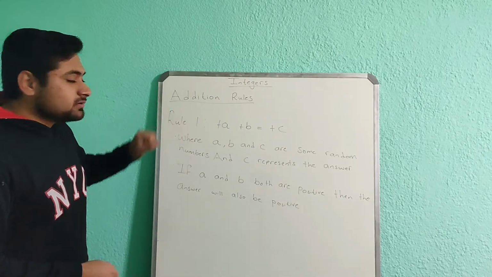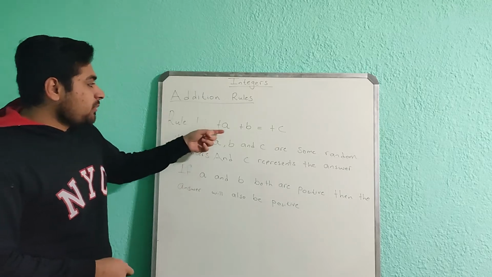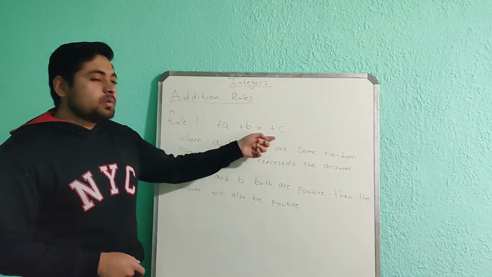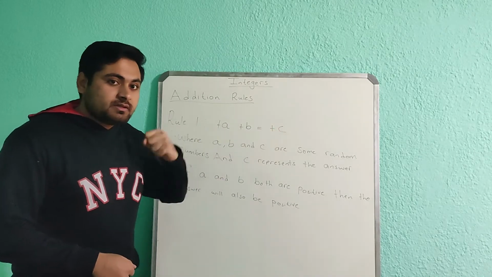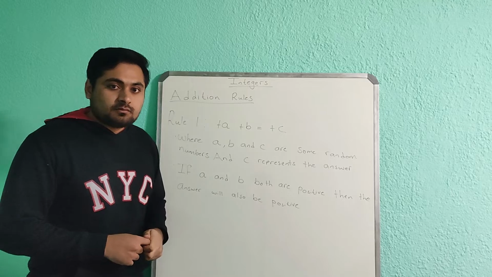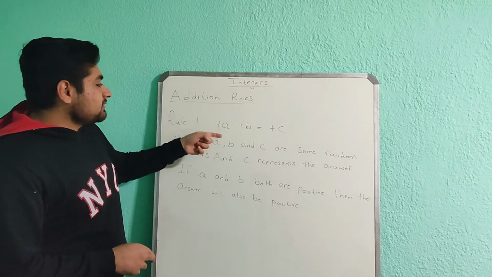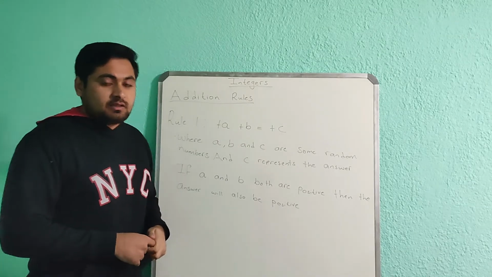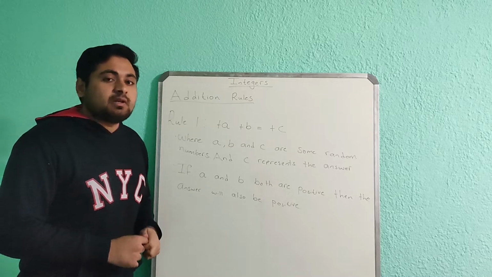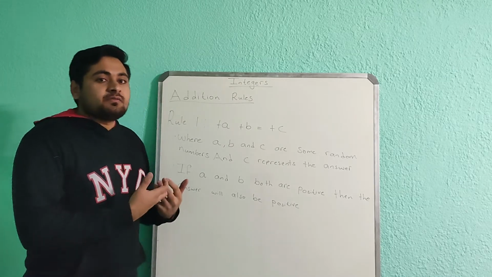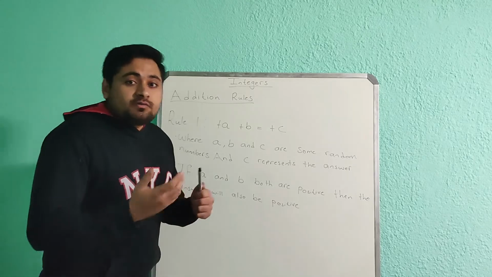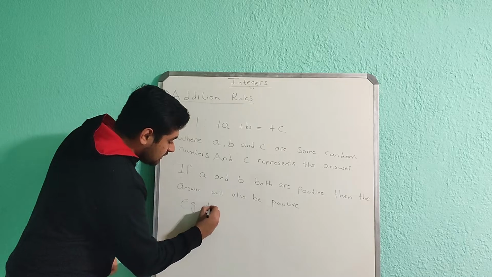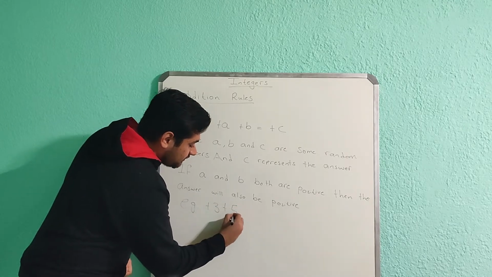Now, what does this rule say? If you add a positive A with a positive B, then your answer will certainly be positive C. For instance, if I say plus 2 plus 3, I should get plus C. That's what this rule says. So let's take an example and see if this makes sense. Our first example will be plus 3 plus 5.